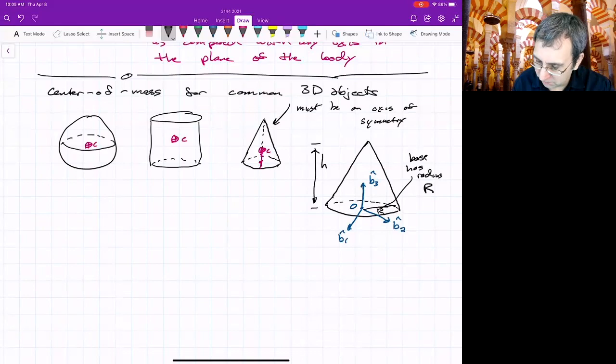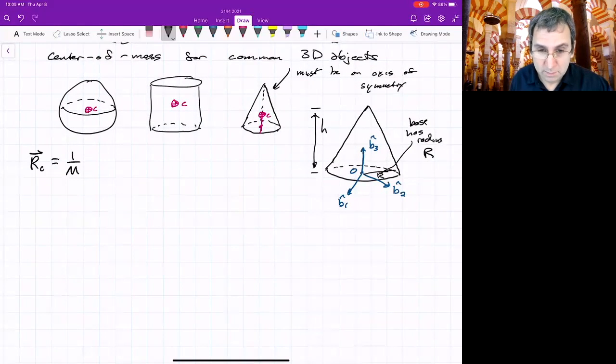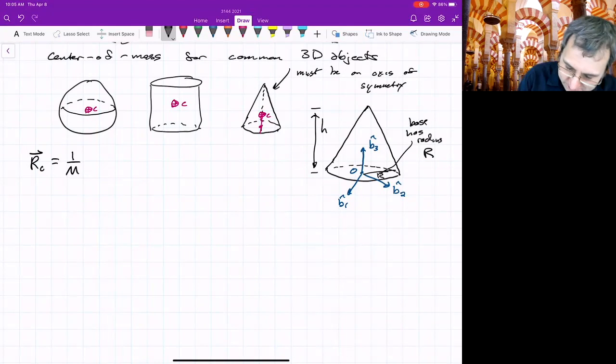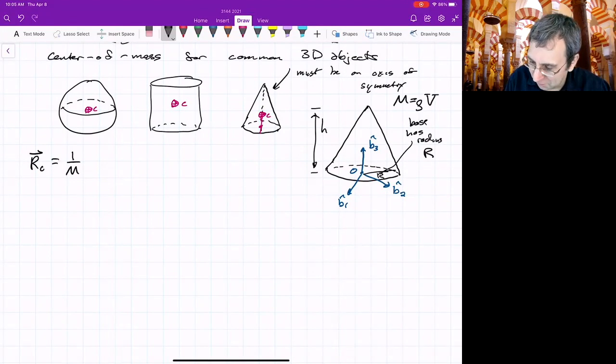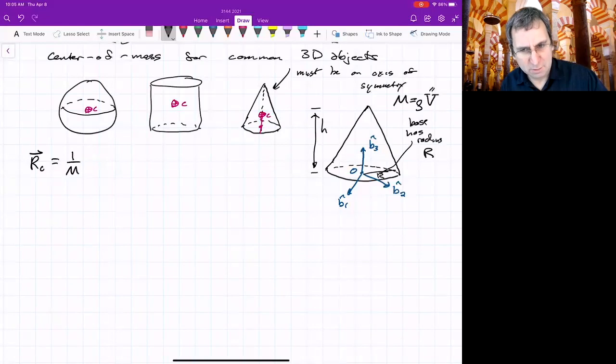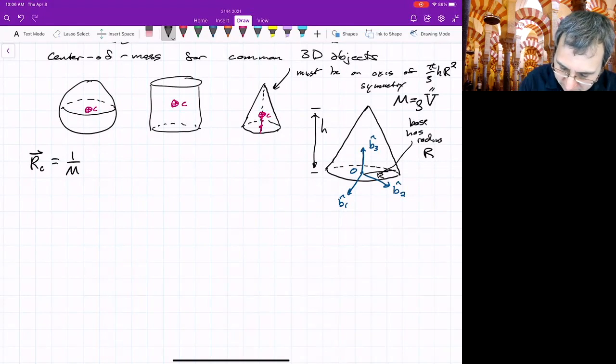Then what? We go to the formula. The formula says you do 1 over m, and we'll worry about m later. You could look up what m is, right? M for any object is going to be rho times the volume, and we could look up the volume of a cone. I think the volume of a cone is pi thirds h r squared. So that'll come into play at some point, but not yet. Let's just leave it as m.